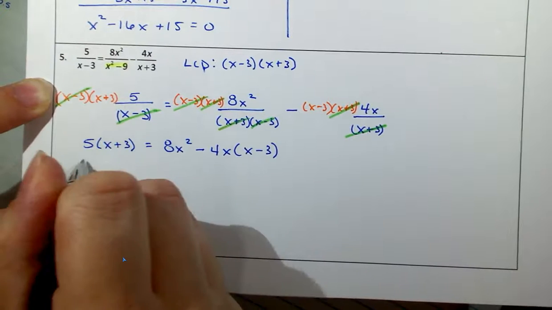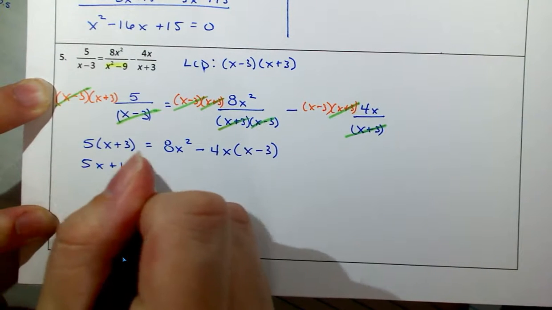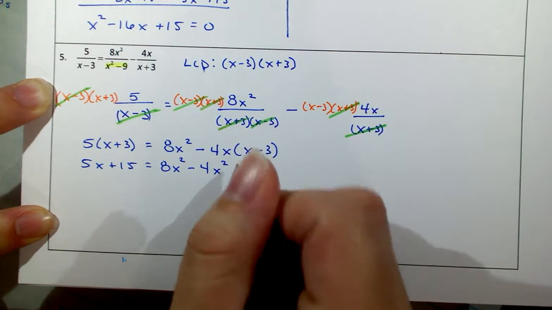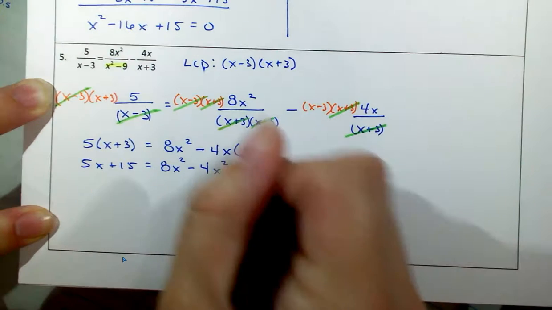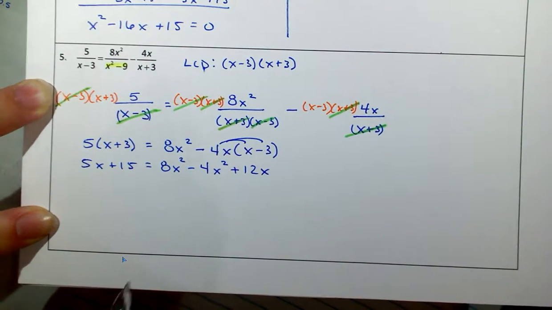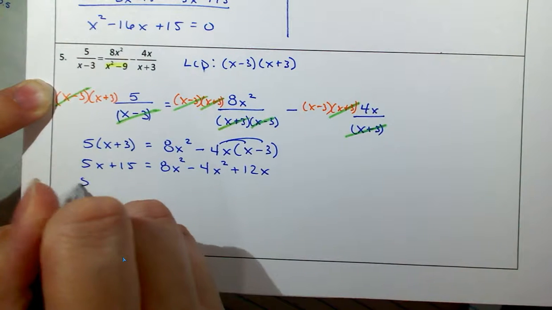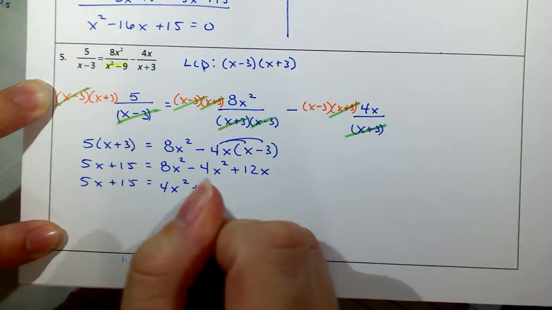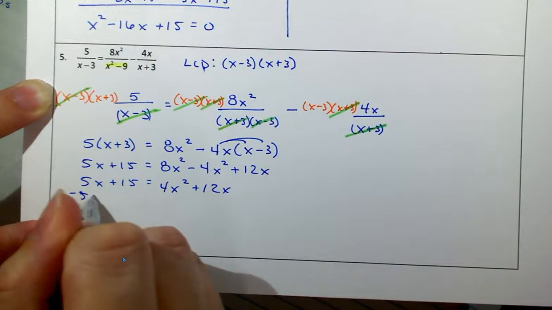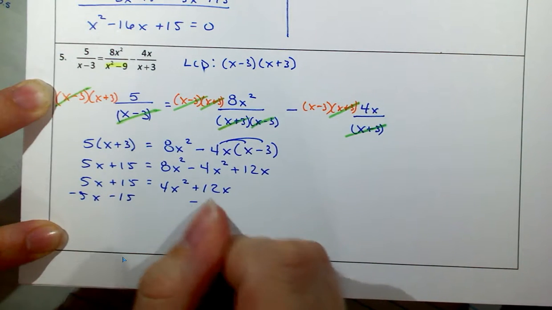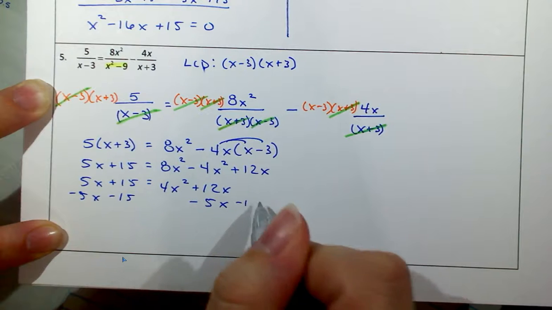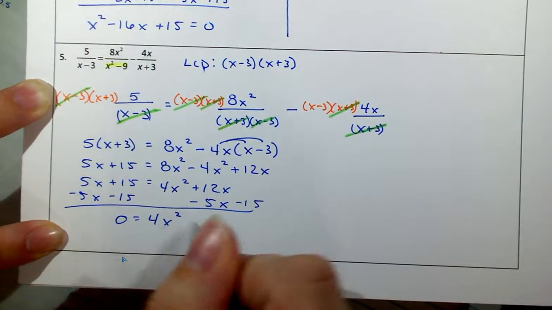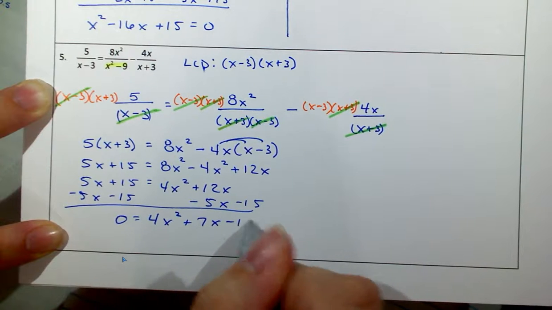So now let's clean it up. 5x plus 15 equals 8x squared minus 4x squared plus 12x. Be careful of double negatives. So this is a quadratic, so let's get it a little bit cleaned up. So this right here would be 4x squared plus 12x. Let's move everything to the right side. So that's going to give me 0 equals 4x squared plus 7x minus 15.